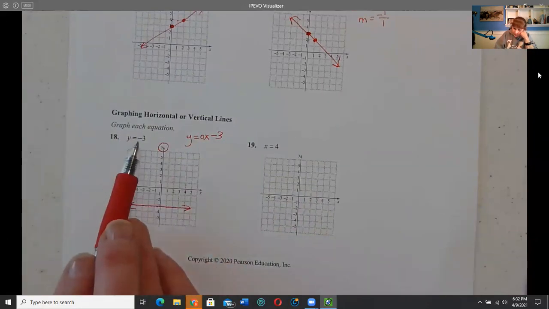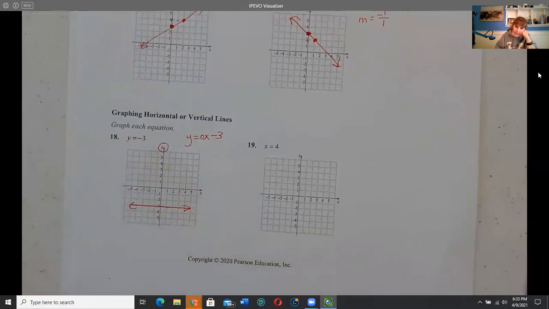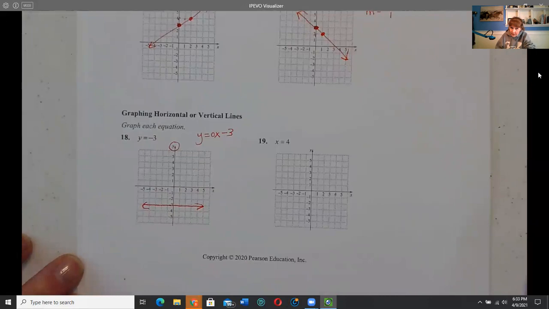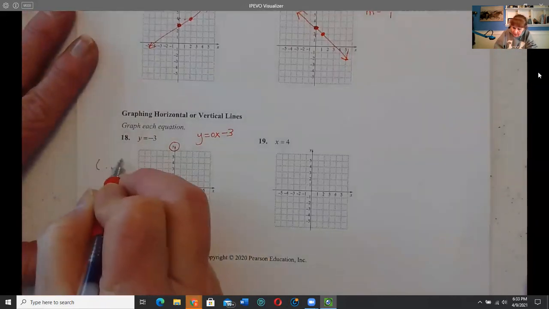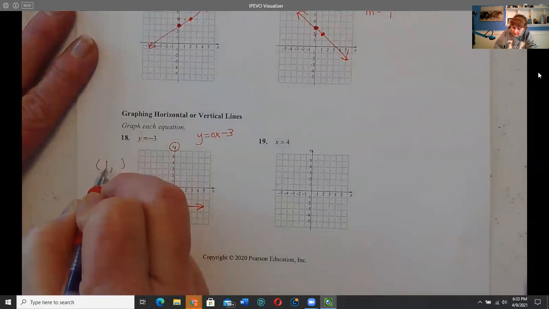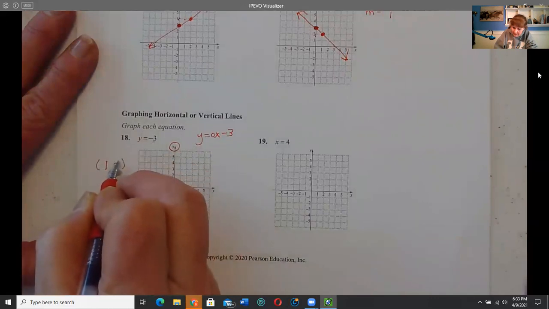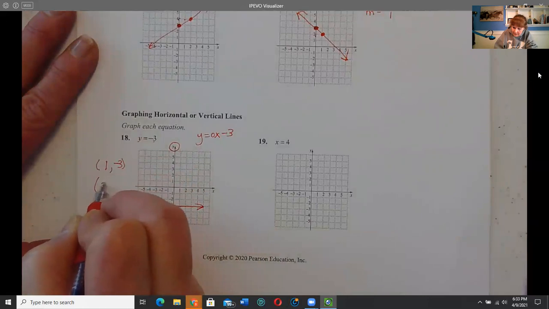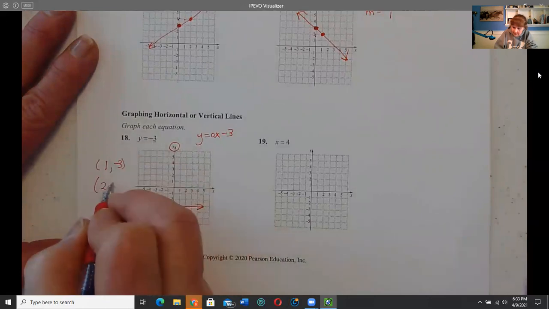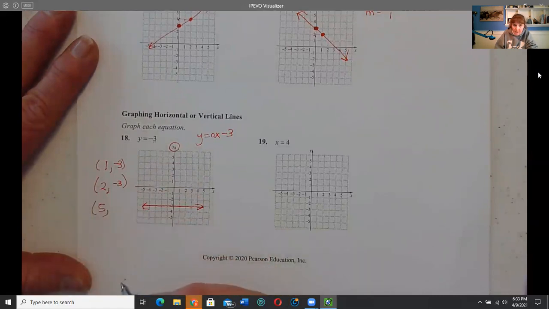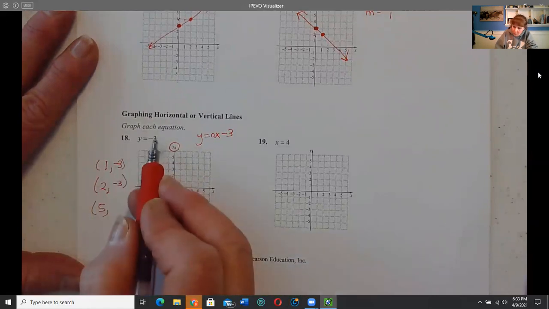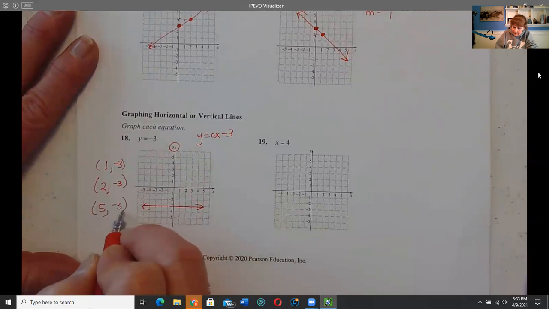This means when a variable is missing, the x can be anything as long as the y is -3. If it's still a little confusing, you can say, okay, x is gone in that equation, so we can make the x a 1. Y has to be a -3. X can be 2. Y has to be a -3. X can be 5. Any number, I'm just picking numbers. Y has to be a -3.